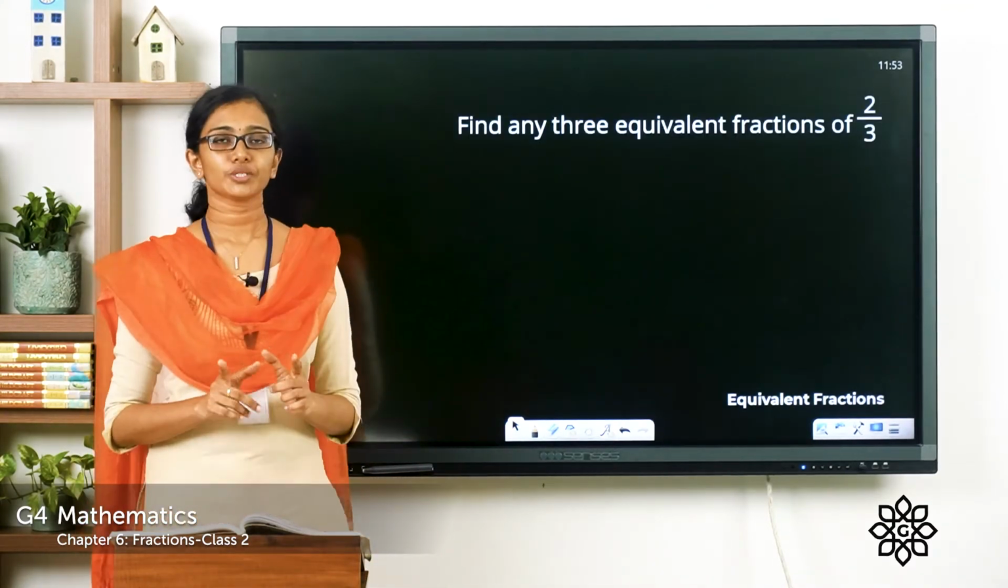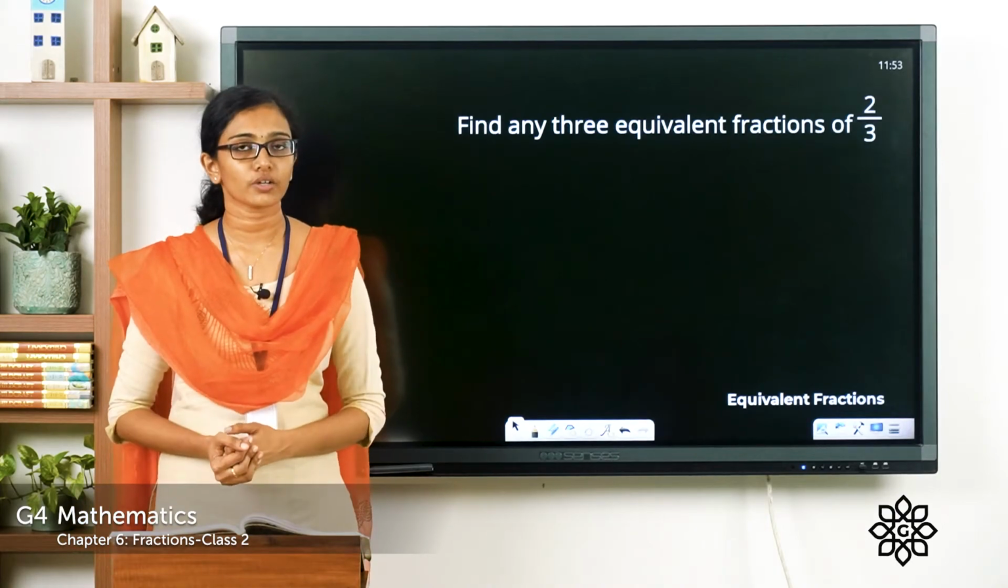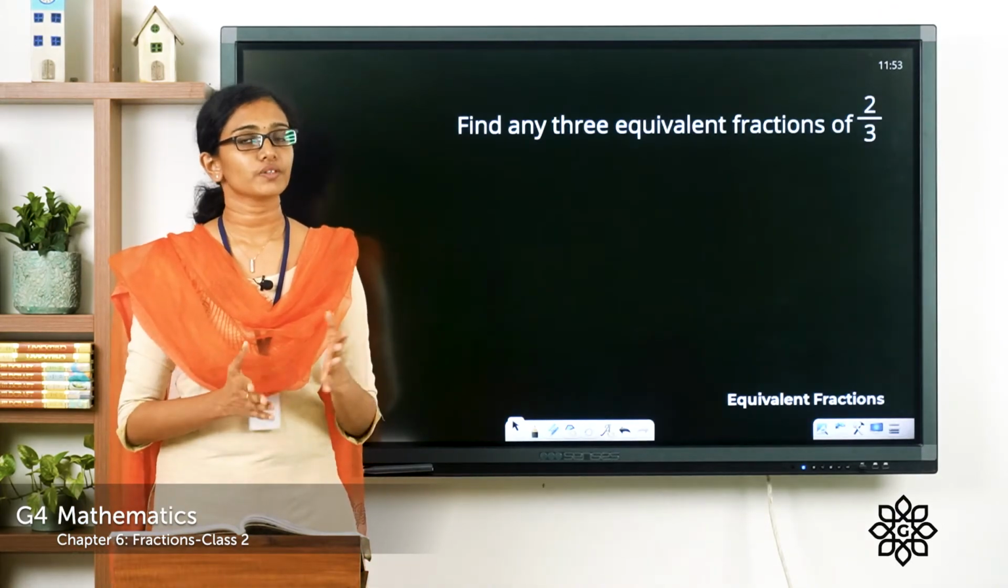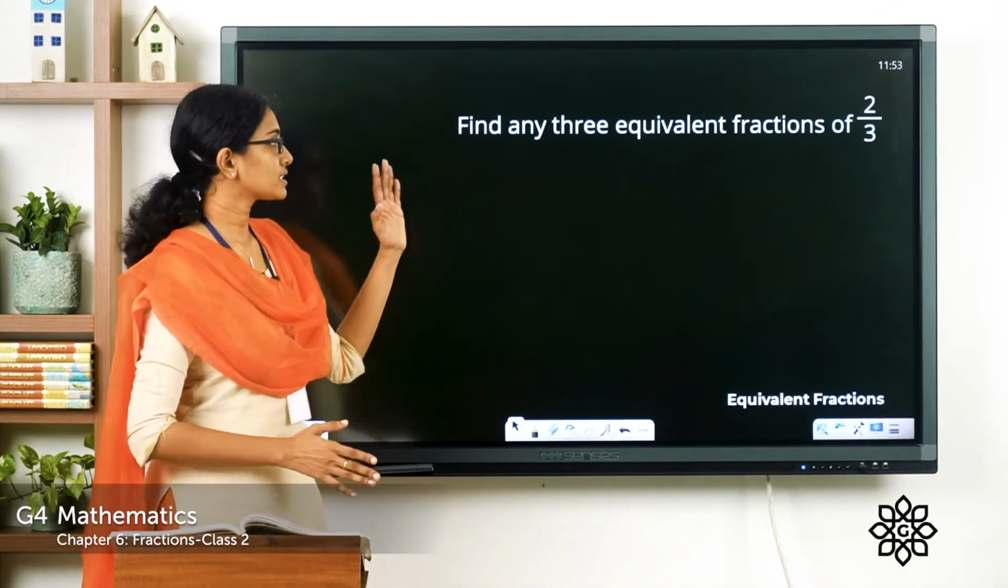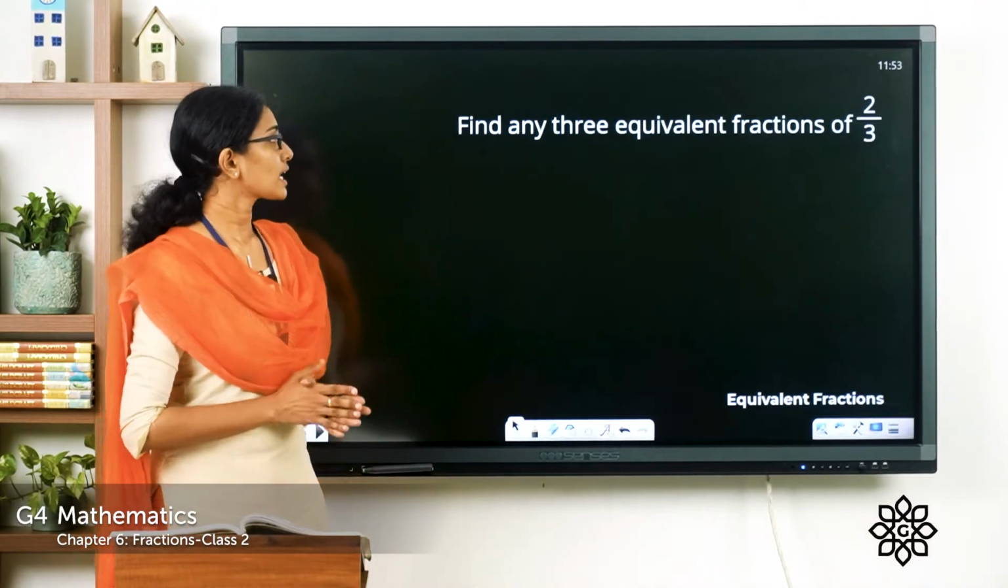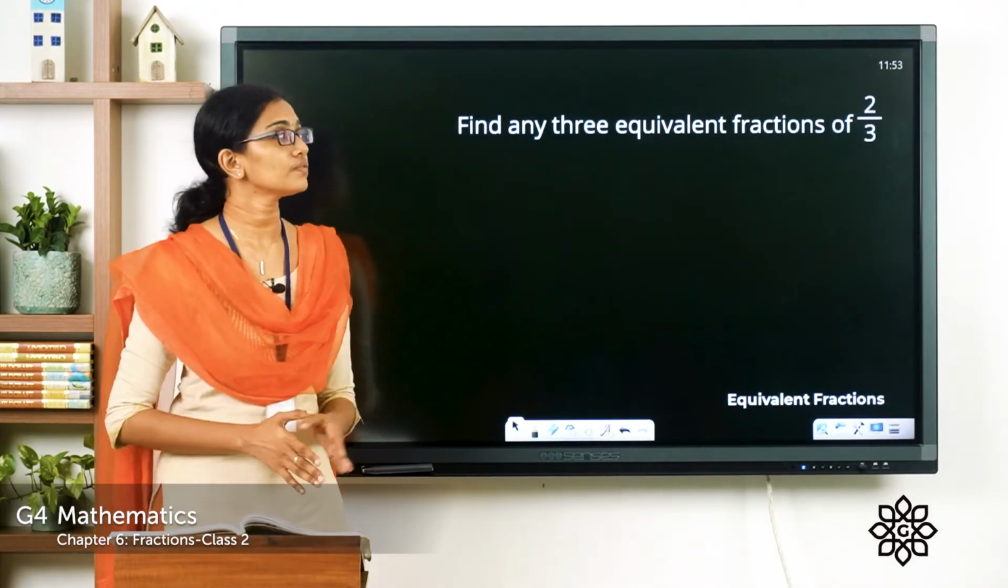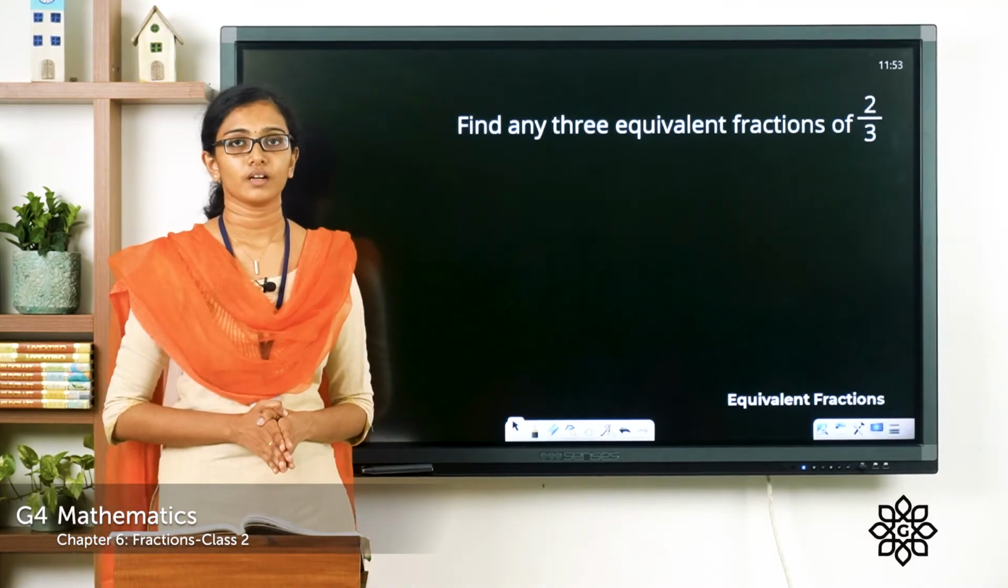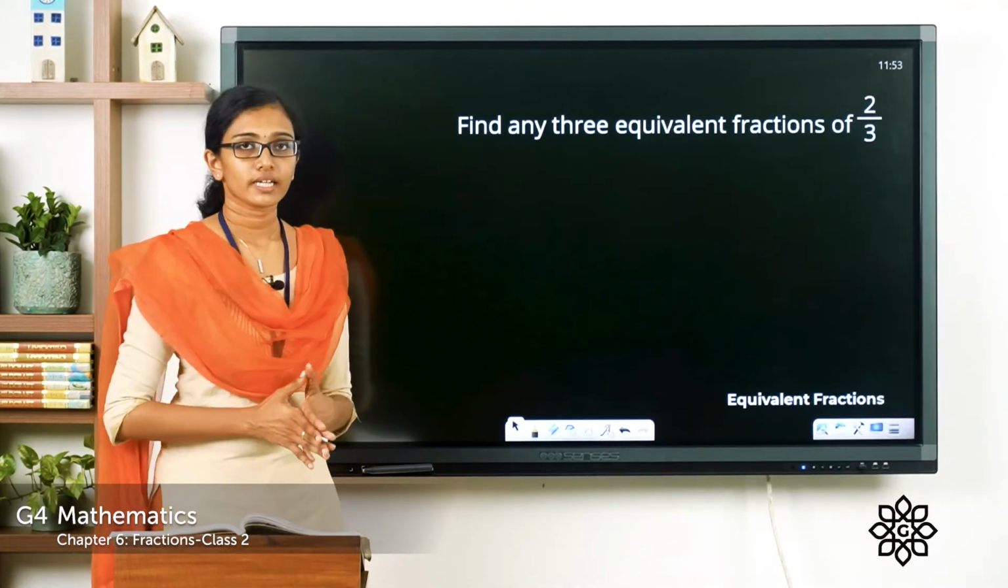Now let's do one question. All of you please take your notebook. You can write the name of the chapter and put the date and please take down this question. Find any three equivalent fractions of 2 by 3. Have you taken it down?